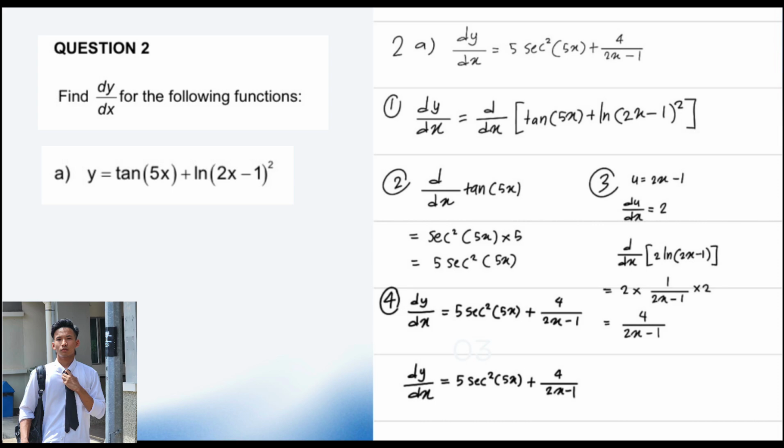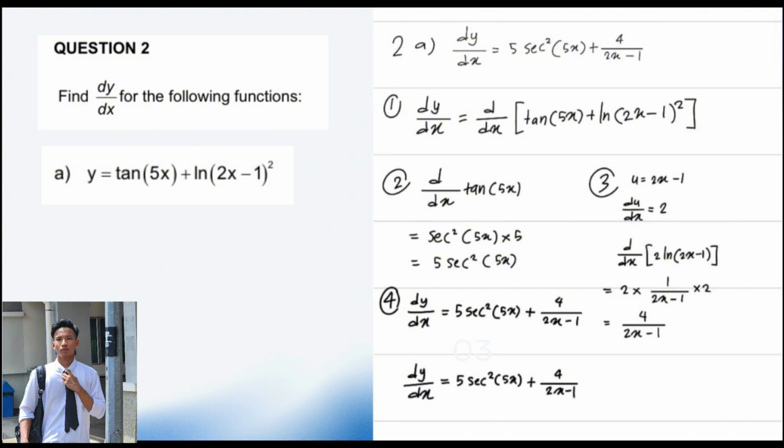Number 3. Differentiate ln (2x minus 1) squared. First, use the power rule of logarithms. ln a to the power b equals b ln a. So ln (2x minus 1) squared equals 2 ln (2x minus 1). Now differentiate 2 ln (2x minus 1). The derivative of ln u is 1 over u multiplied by du over dx.